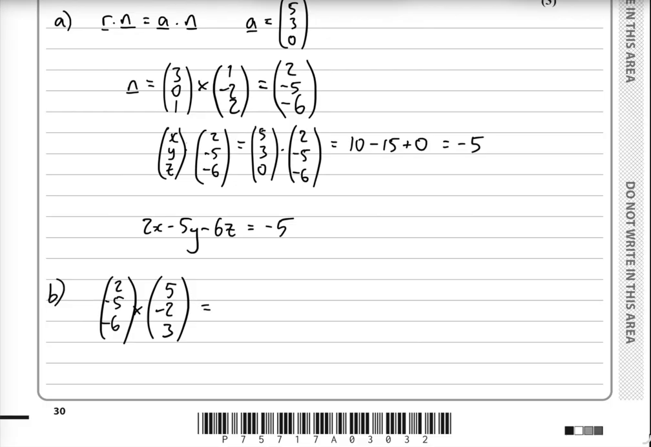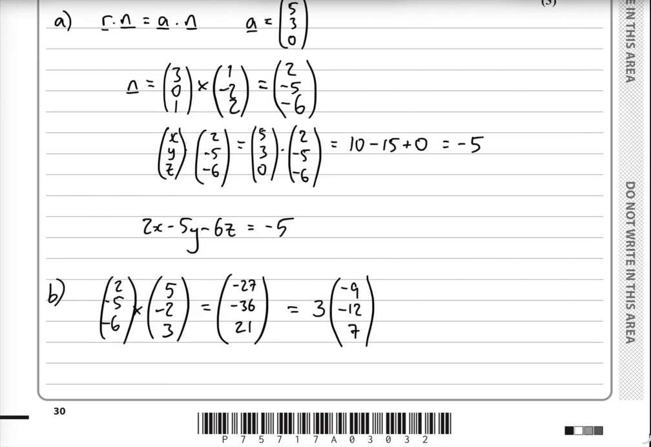Minus 15 minus 12 is minus 27. Minus 30 minus 6 is minus 36. And then minus 4 minus minus 25, 21. And we don't need all of those. We can pull a 3 out of that.